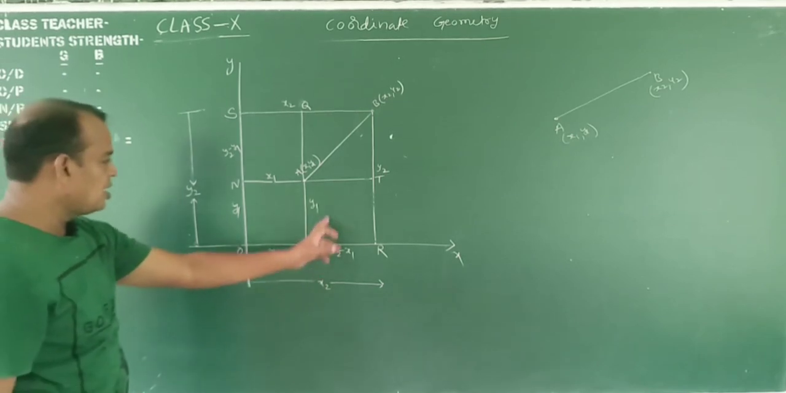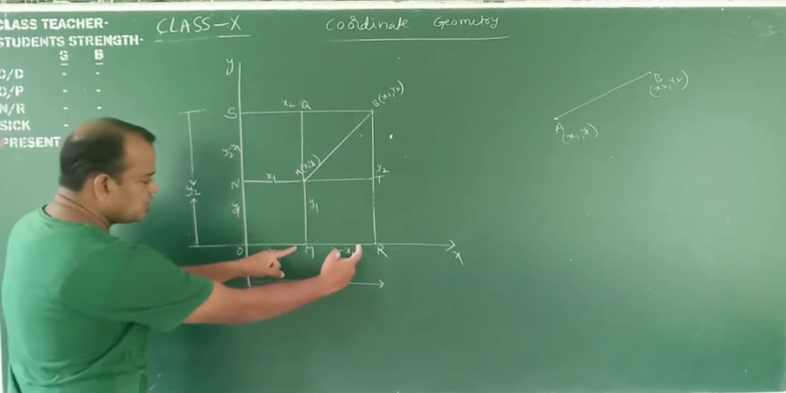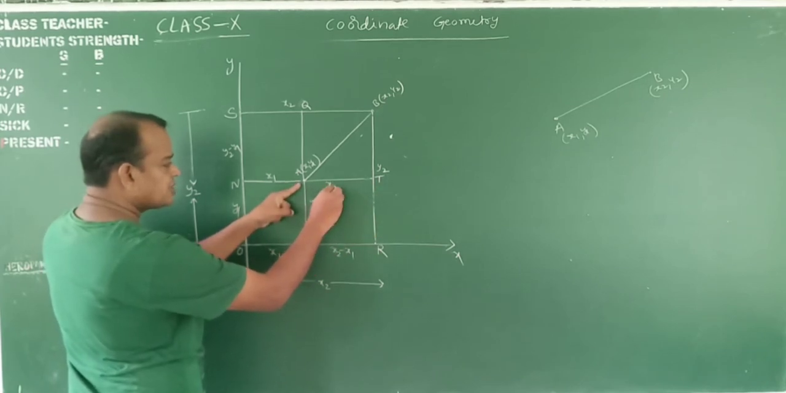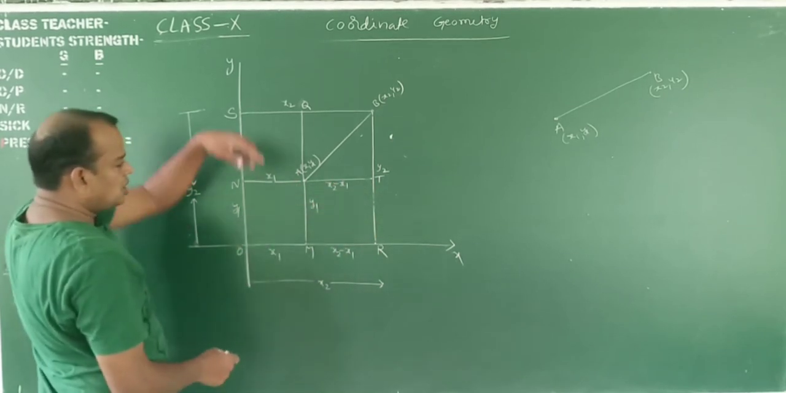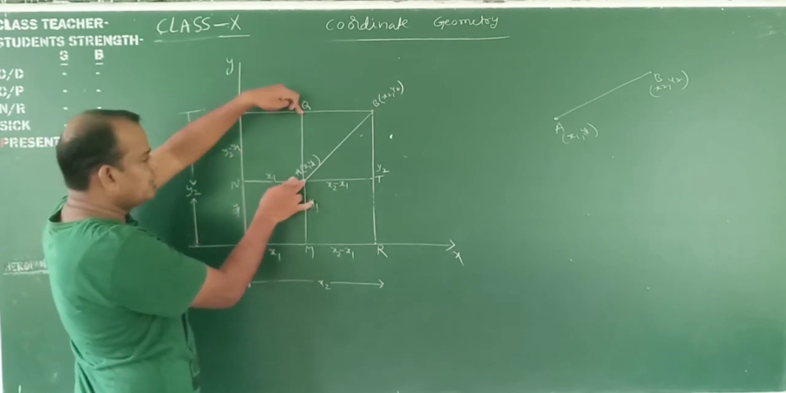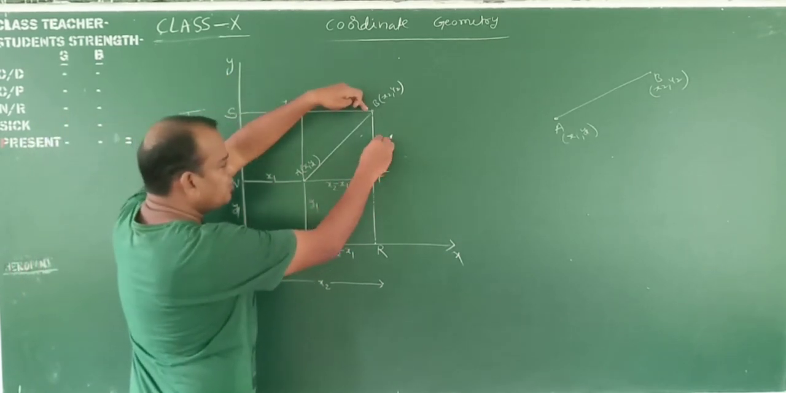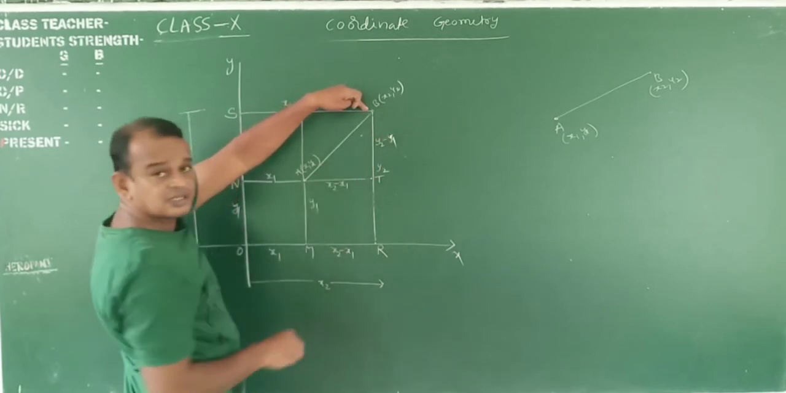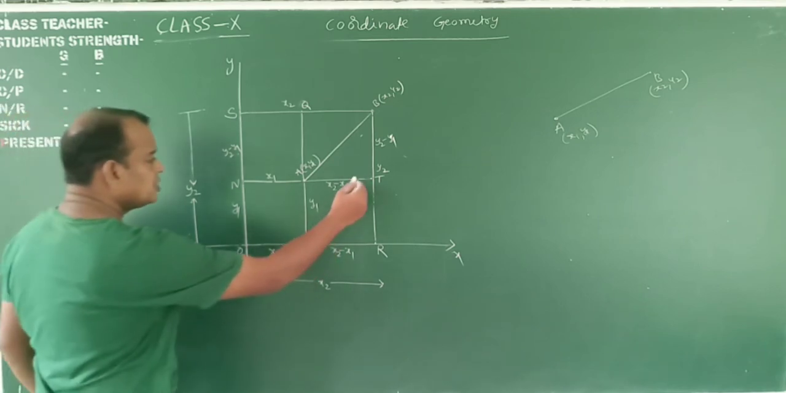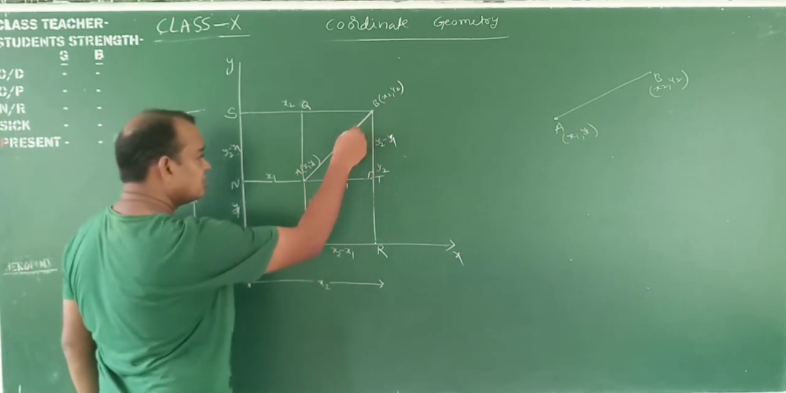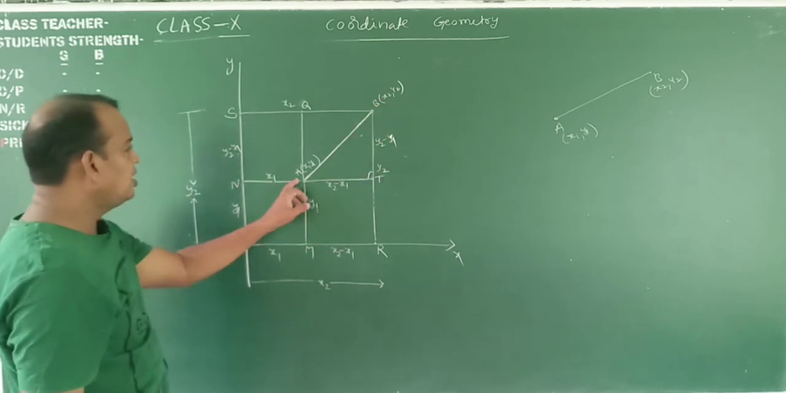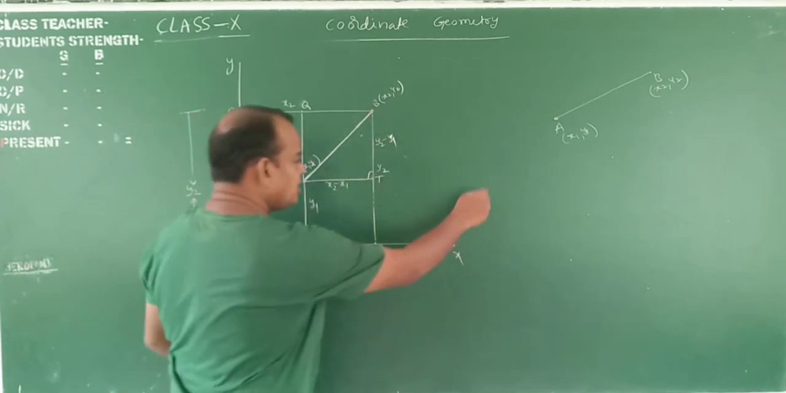Now these two are parallel lines, 100%. What about the distance, my dear students? X2 minus X1. This is also 100% X2 minus X1. What about this distance? Y2 minus Y1. This is also 100% Y2 minus Y1. Okay, my dear students. Understood or not? Now what happened here? Is this a right angle triangle or not? Yes. The right angle triangle is ATB.